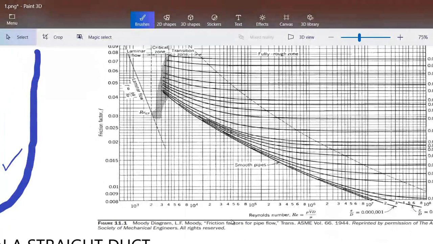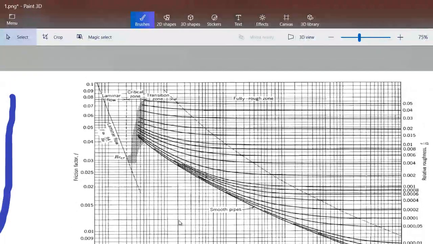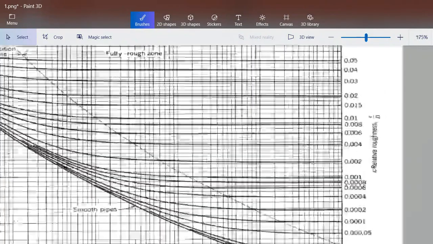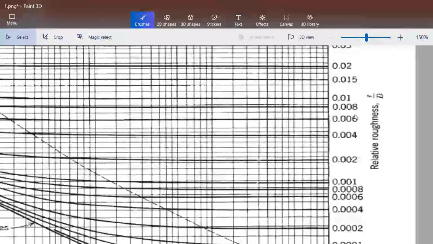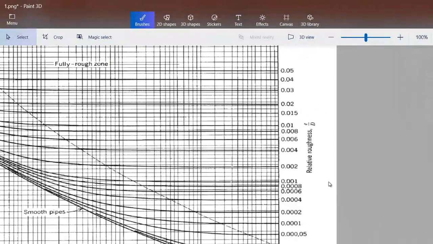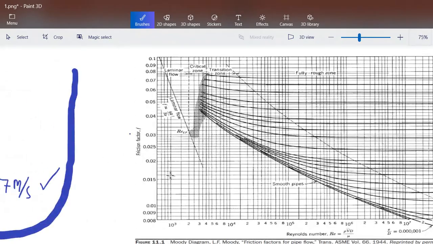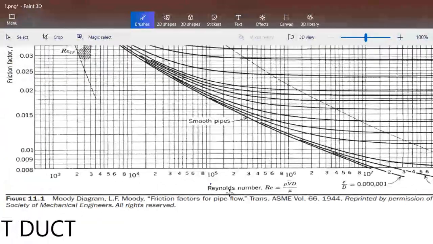As I said kanina, ito yung Moody's diagram. I-upload ko rin yan later on para makita niyo. So we have the value of E, the relative roughness E over D. Ito yun, yung sinasabi ko. So we have here the value. Then your friction factor here, and you have your Reynolds number here.